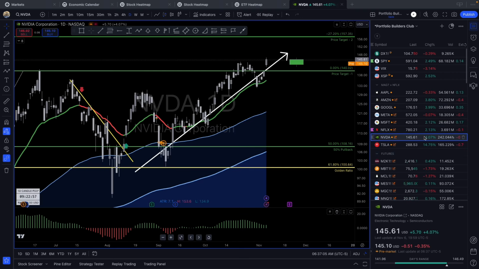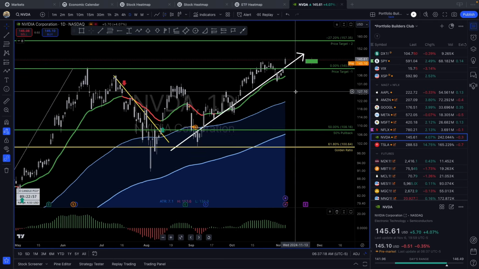Looking at NVIDIA. NVIDIA is looking really strong as well. Bounced off the 25-day moving average, continuing up. We had already hit our 140 level. We're looking at this 157 level as the next price target. So we'll continue to monitor that as it continues to break out.